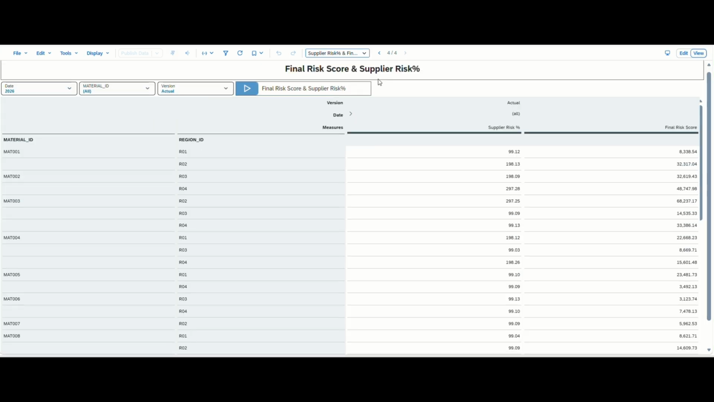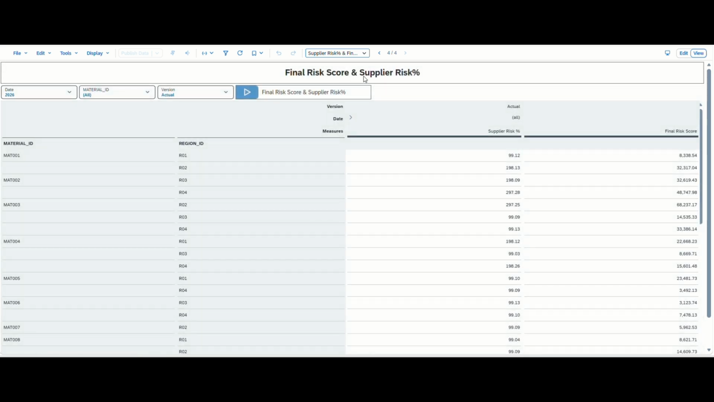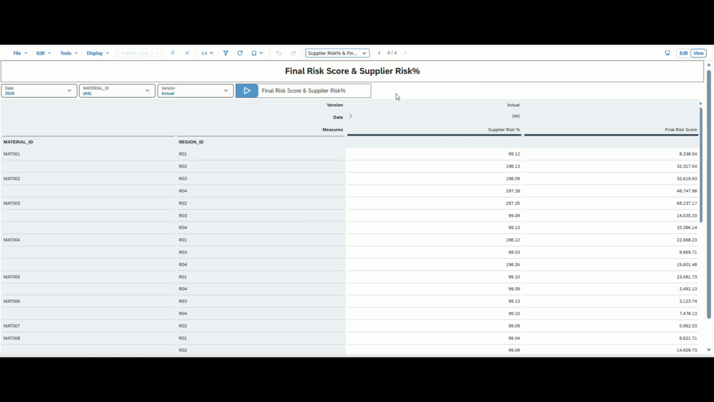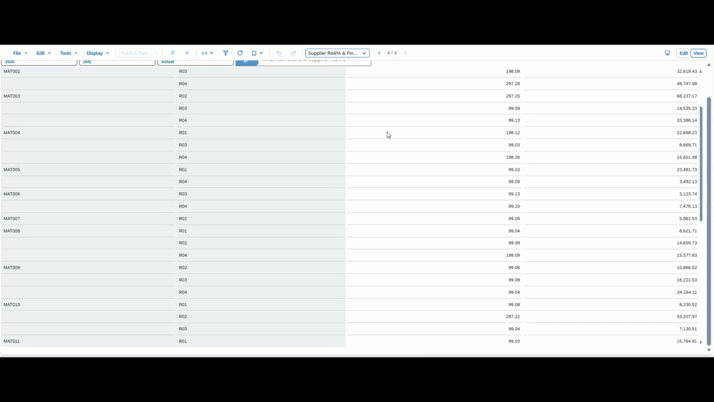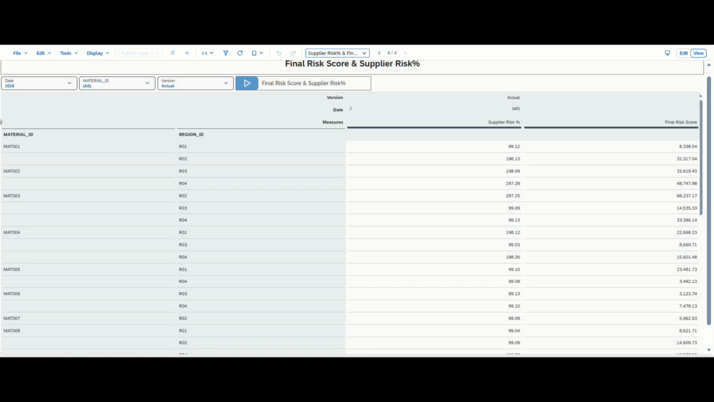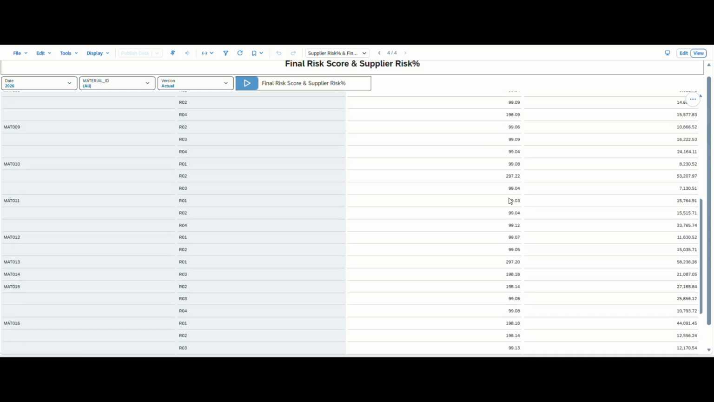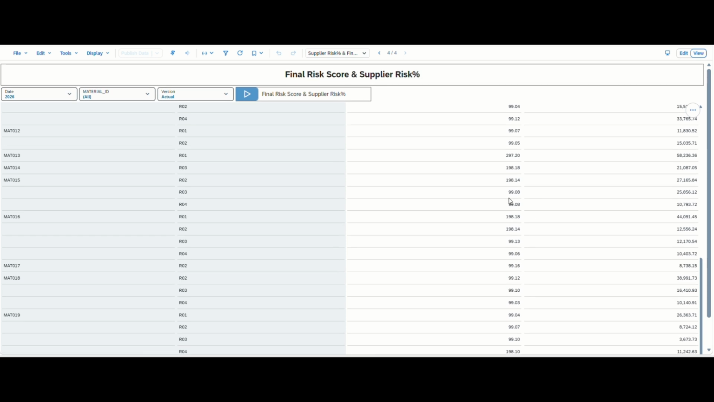Now, let's move to the last page of the dashboard, the final risk score and supplier risk percentage page, focused on supplier dependency and inventory fulfillment risk analysis. This page provides detailed visibility into supplier-related risks and their impact on inventory availability and customer fulfillment performance. The dashboard tracks supplier risk percentage and final risk score across materials and regions. The supplier risk percentage metric highlights the level of procurement and sourcing risk associated with fulfilling inventory demand.